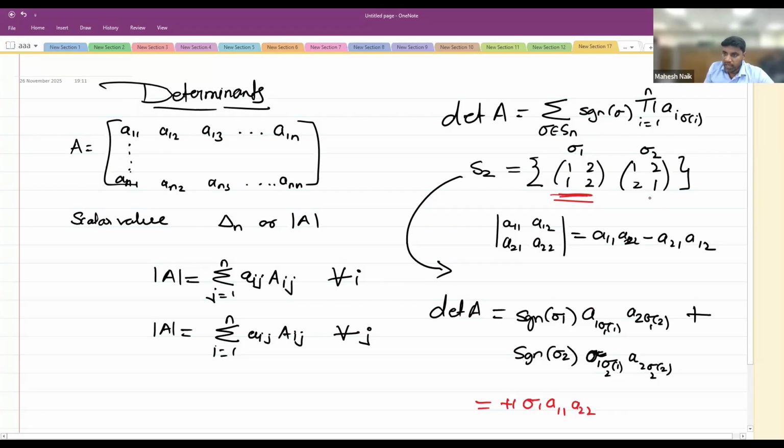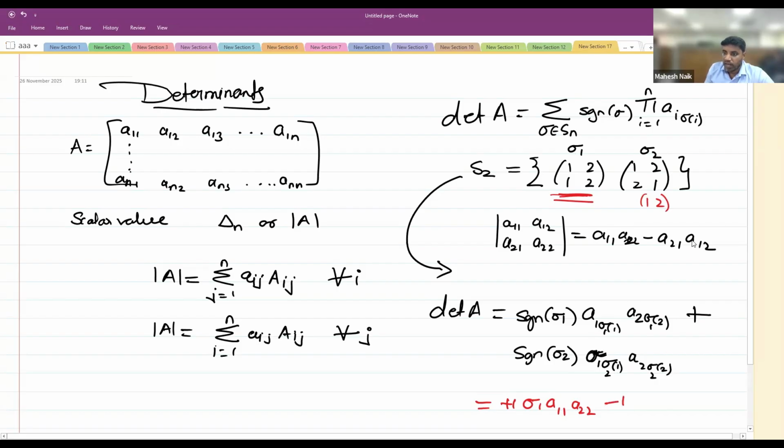For the second permutation, which is 1 going to 2 and 2 going to 1, we just have one transposition. A transposition is a cycle of order 2, and the number of transpositions helps in deciding the sign. So in this case, it will be minus 1 raised to 1. So the sign of the second permutation is minus 1.